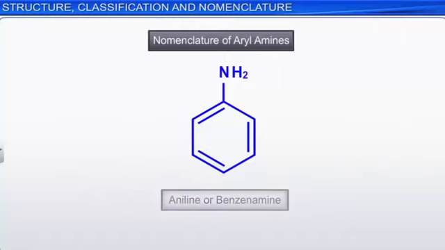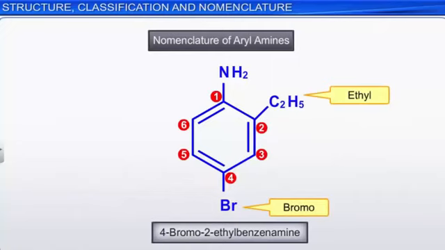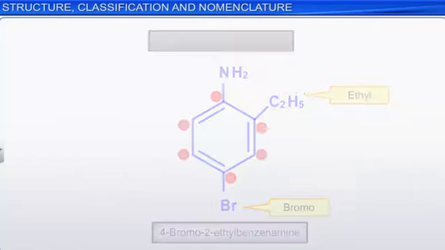Substituted derivatives of aniline are named by assigning the number 1 to the carbon atom that contains the NH2 group. The substituents are listed in alphabetical order. For example, this compound is named 4-bromo-2-ethyl-benzene amine. Now try to name these compounds.